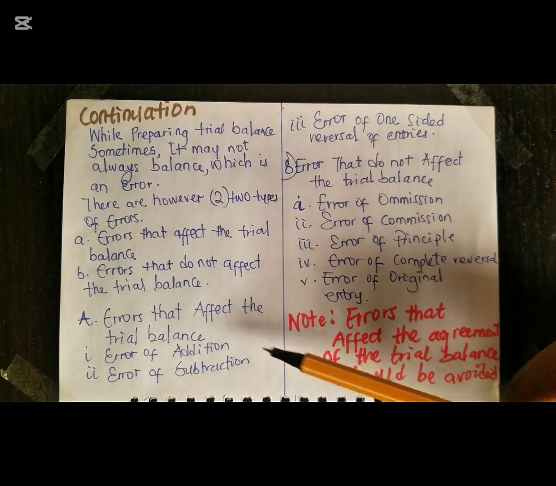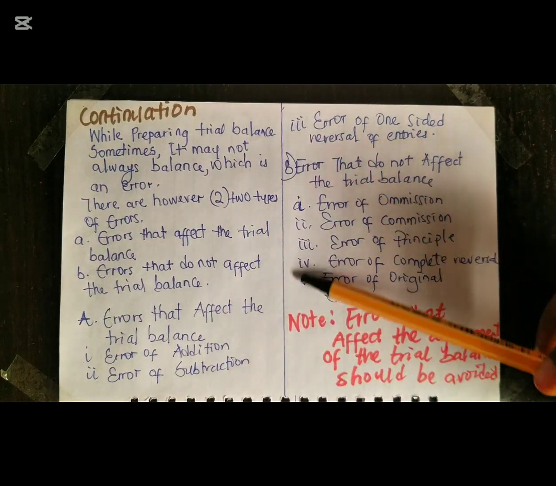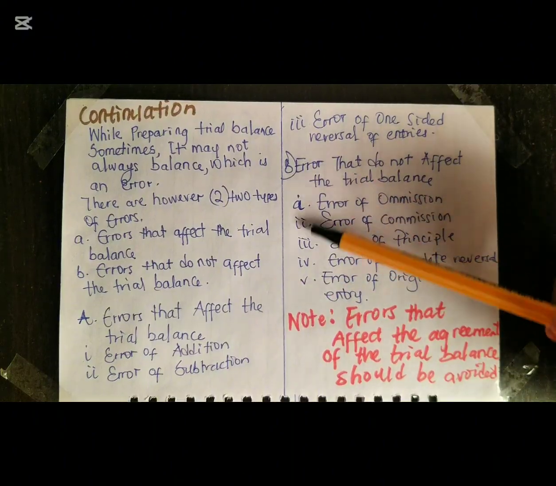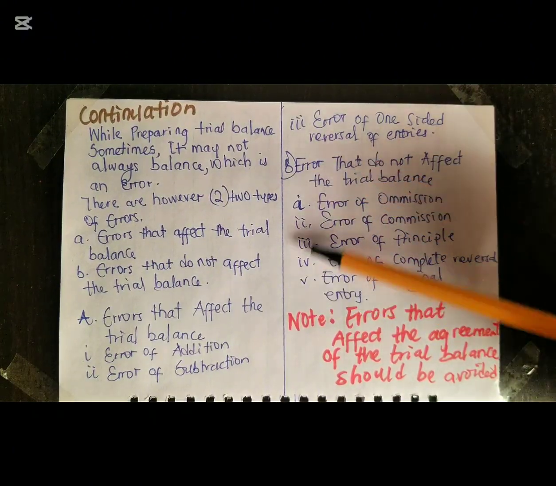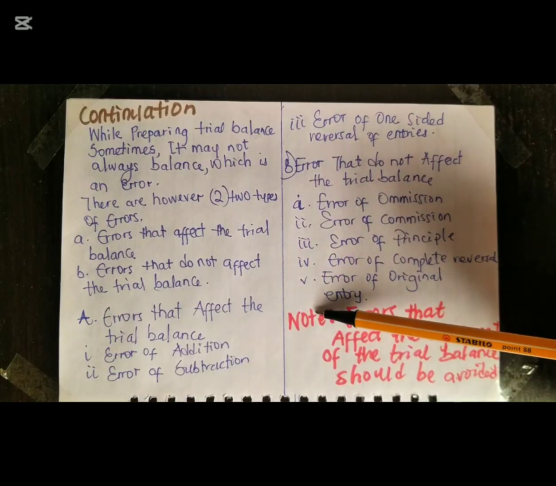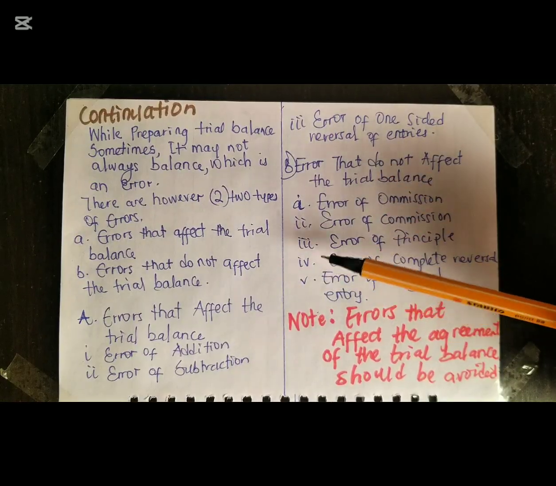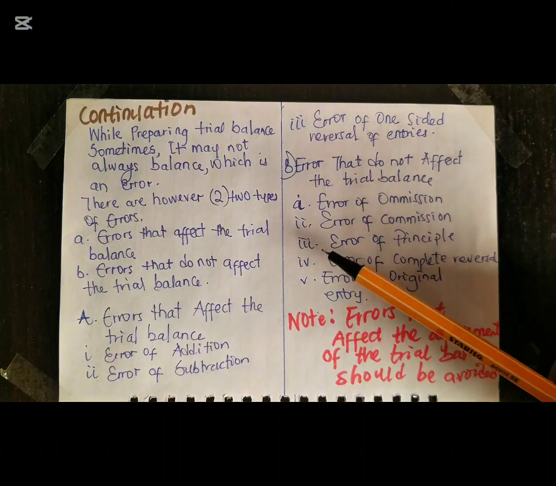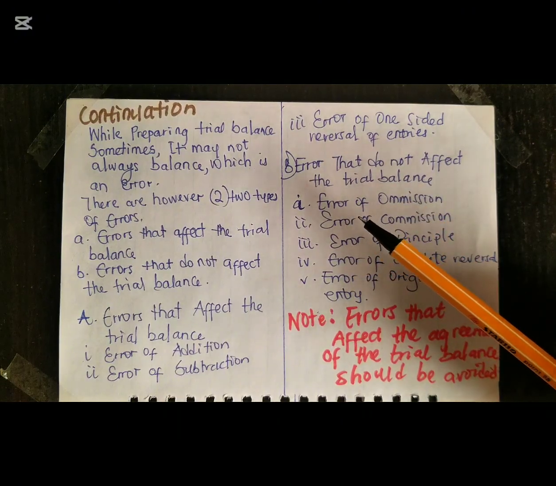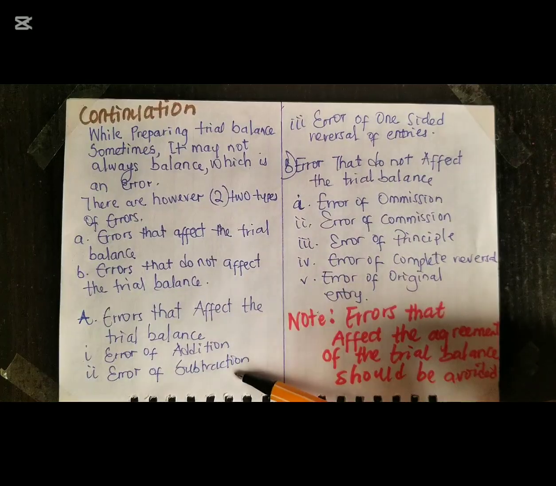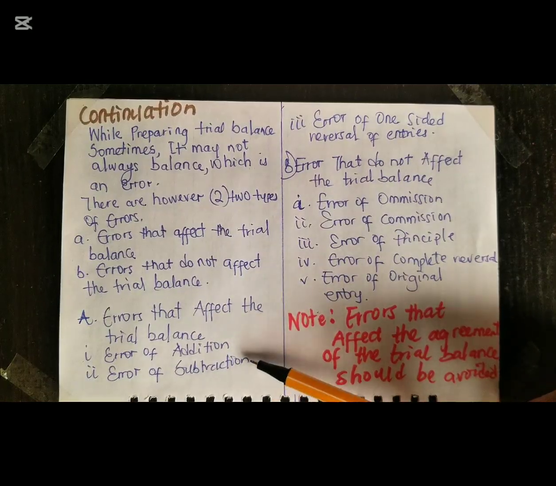So now, like I stated, error of addition. Let's say you're supposed to add everything on the credit side of a cash book, and when you added it, you got 20,000, which is supposed to be, let me say, 27,000, and you put that 20,000. It's going to affect the trial balance, because by the time you move it there, it will not balance because it's shorter. Do you understand? Error of subtraction is like error of addition, but here it's minus.